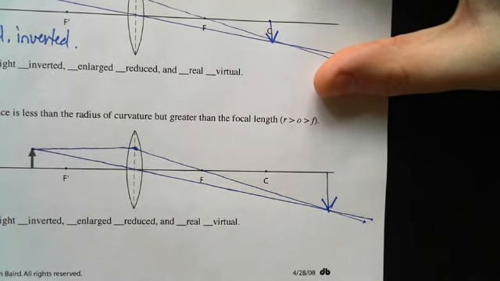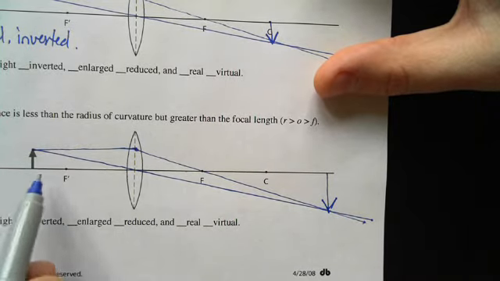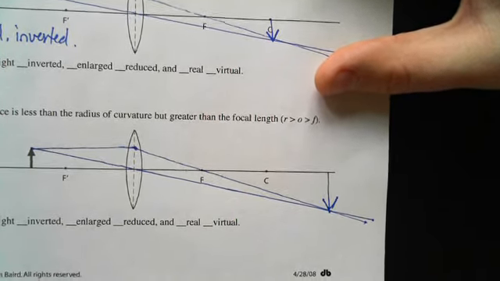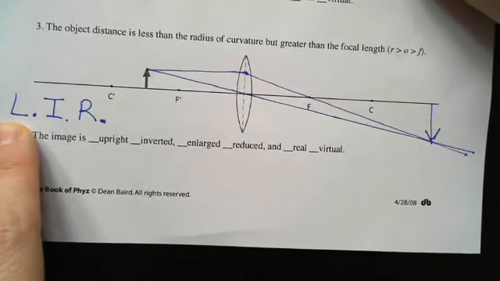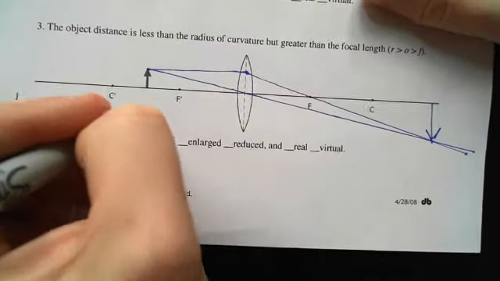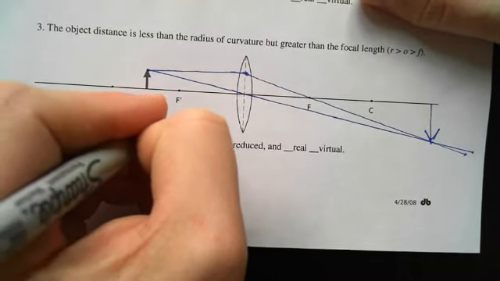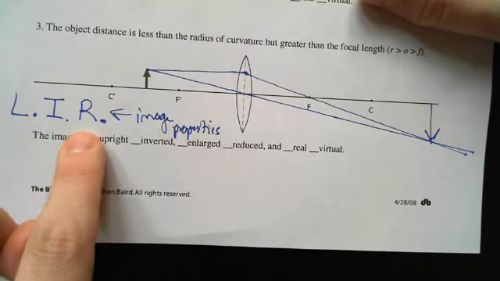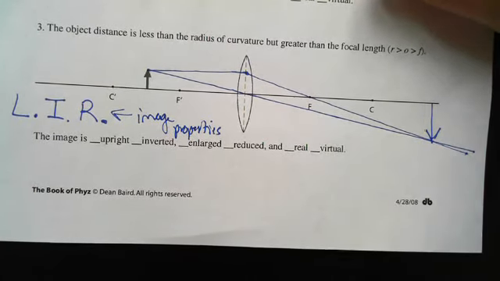L-I-R. So whenever you have an image formed with an object that's between the center of curvature and the focal point, the image is going to be larger, inverted, and real. These are the image properties. Larger, inverted, and real.